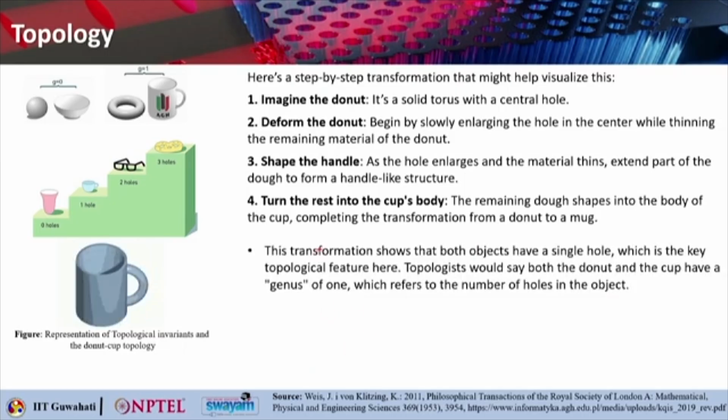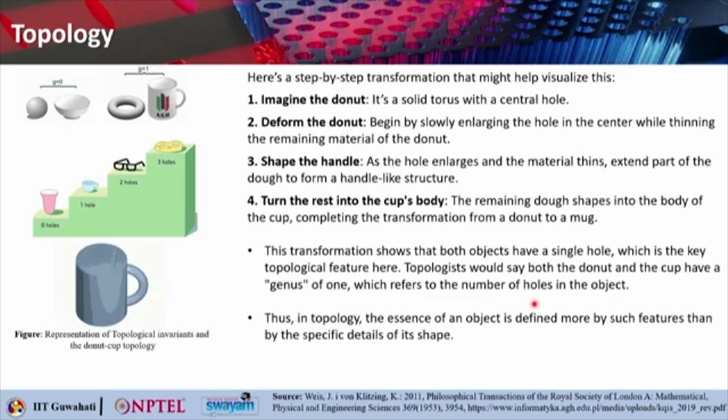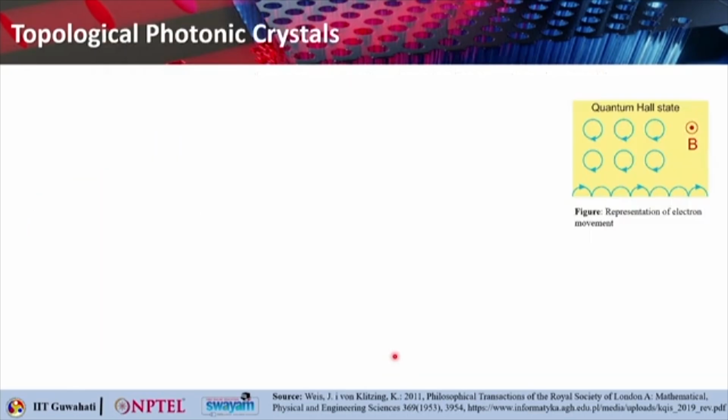So, what is important here? The transformation shows that both objects have a single hole, which is the key topological feature here. So, topologists would say that both the donut and the cup have a genus of 1, which refers to the number of holes in the object. Therefore, in topology the essence of an object is defined more by such features than by the specific details of its shape, right. So, that is what topology is.